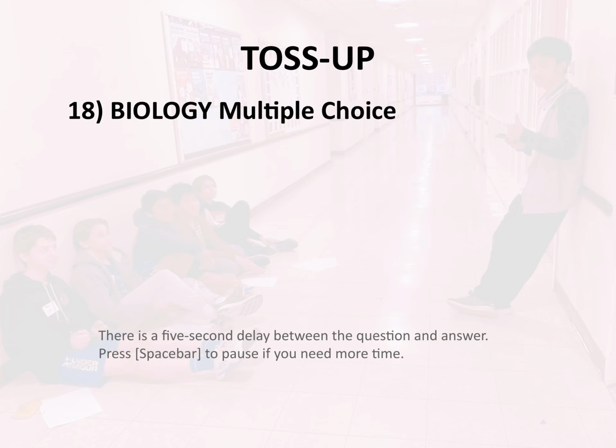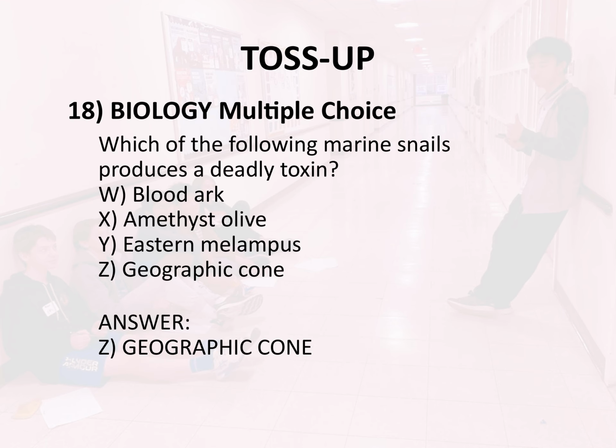Toss-up 18. Biology. Multiple choice. Which of the following marine snails produces a deadly toxin? W. Blood ark, X. Amethyst olive, Y. Eastern melampus, Z. Geographic cone. Answer: Z. Geographic cone.